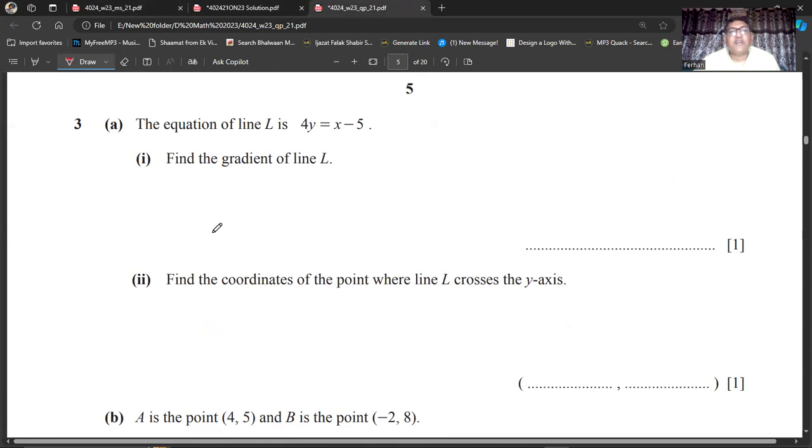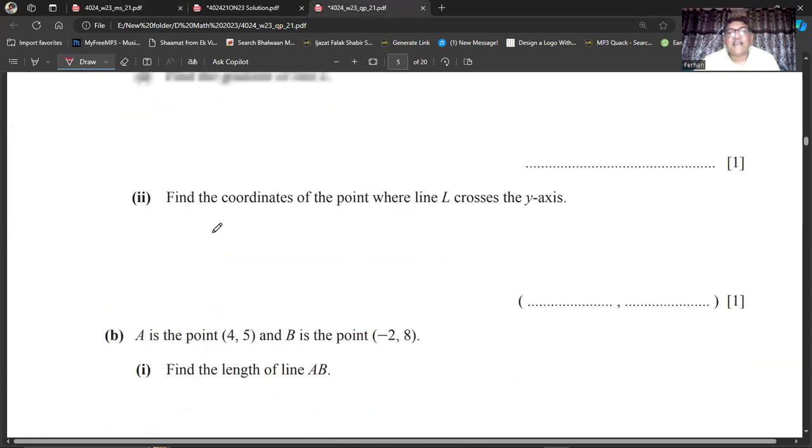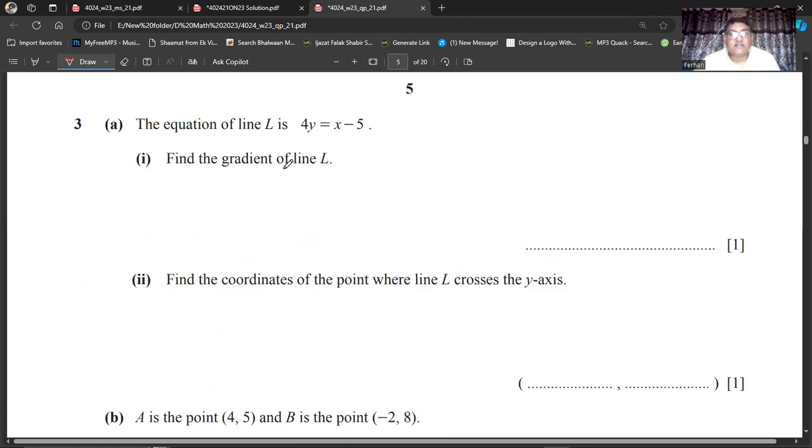Okay, question number 3a, second part. It says find the coordinates of the point where the line L crosses the y-axis. So I know the equation of this line, and I want to find out where it crosses the y-axis.